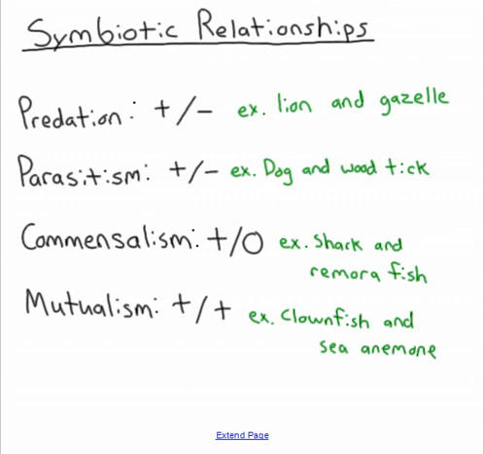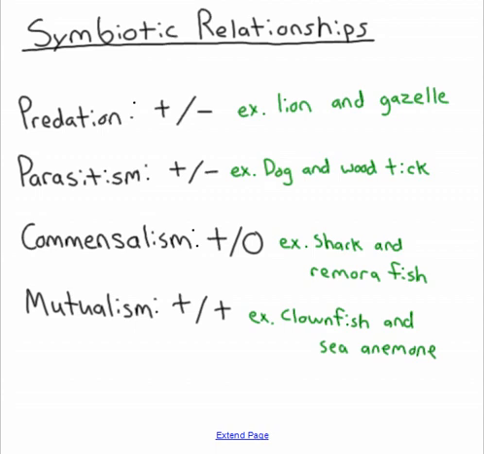Parasitism looks a lot like predation, but the parasite is not trying to kill its host. So we have positive and negative. An example is a dog and a wood tick. So the wood tick gets a positive because it's taking blood and resources from the dog, it is a negative.